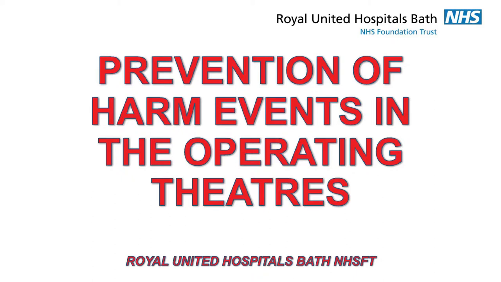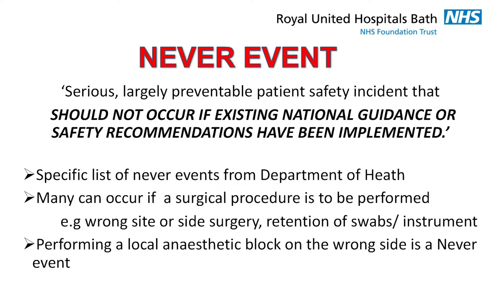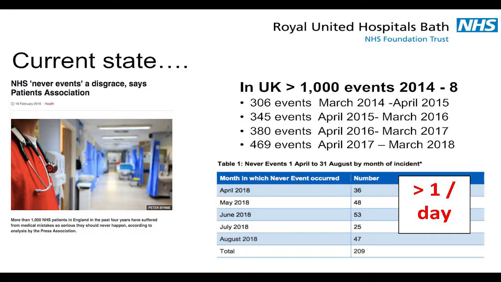Wrong side local anaesthetic blocks are a common never event. Never events are serious, largely preventable patient safety incidents that shouldn't occur if existing guidance or safety recommendations have been implemented. There is a specific list of never events published by the Department of Health, and wrong side block is one of these. Despite the WHO surgical safety checklist being implemented in all hospitals across the UK, there are still many never events occurring. There have been over 1,000 events between 2014 and 2018.